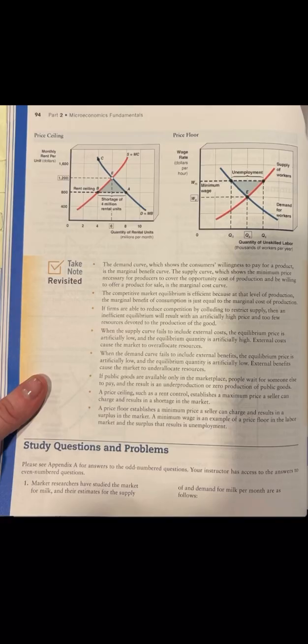If public goods are available only in the marketplace, people wait for someone else to pay, and the result is the underproduction or zero production of public goods. A price ceiling, such as rent control, establishes a maximum price a seller can charge, and results in a shortage in the market. A price floor establishes a minimum price a seller can charge, and results in a surplus in the market. A minimum wage is an example of a price floor in the labor market, and the surplus results in unemployment.